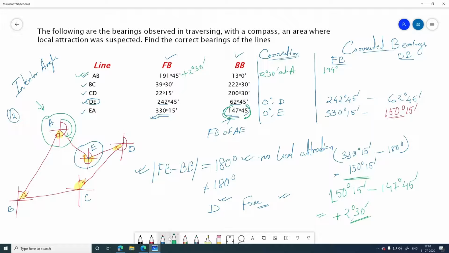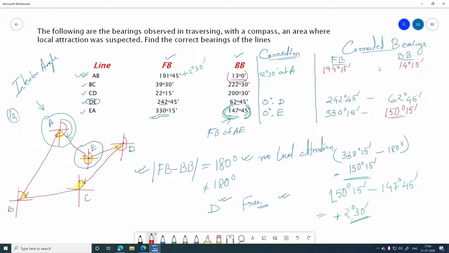okay, I am changing the color. So the corrected value of the forebearing of AB will be 194 degree 15 minutes. Okay, now this is very simple. Now as we know the forebearing value is 194 degree 15 minutes, so the back bearing value will be just subtract the 180 degree, so that will be 14 degree 15 minutes. But here initially the value is 13 degree 0 minutes.